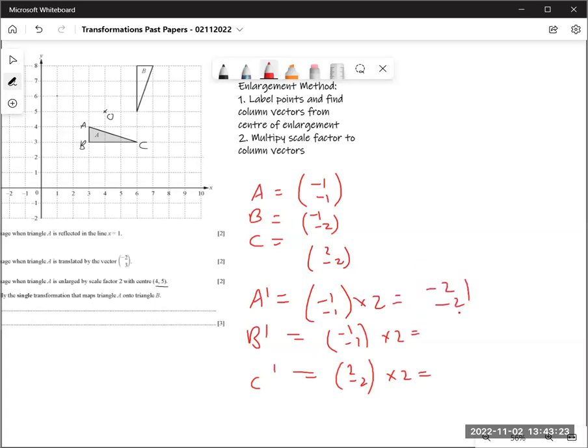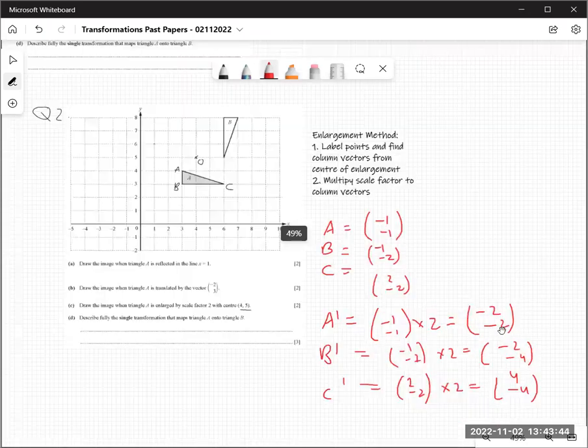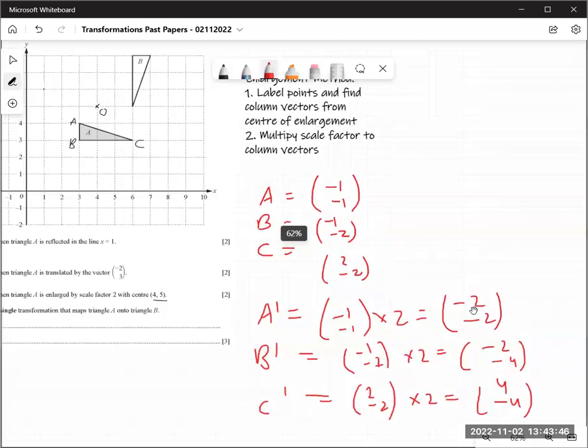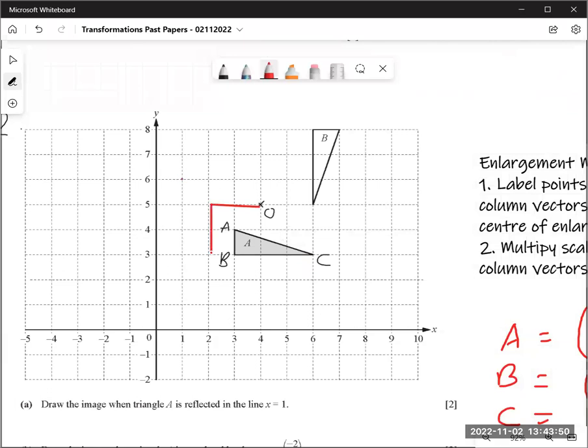-2 and -2 again. Okay, and for the other one? Oh no, -2 and -4. And for C, 4 and -4. That's what we have. Now all I have to do is basically plot from the center, plot the points by column vector. So I have to go -2 and then -2. So I'll go -2 and I'll go -2 again.